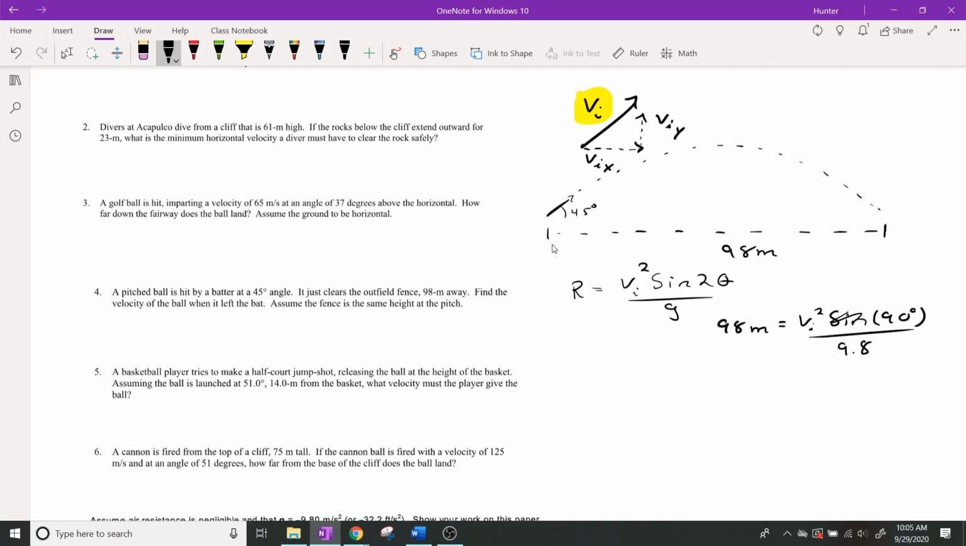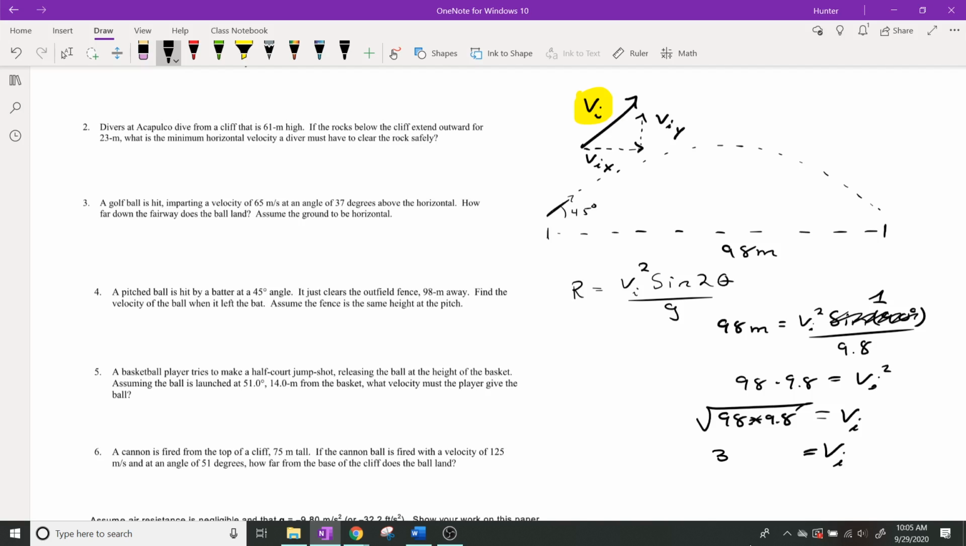So this is 1. So I can just go ahead and get rid of this. I'm just going to write 1 there. That doesn't matter. 98 times 9.8, and then we're going to take the square root of it, right? Equals VI squared. So VI is going to equal the square root of 98 times 9.8, which comes out to be what?